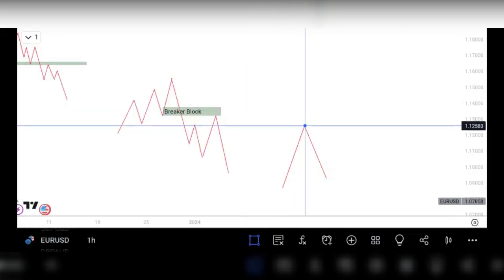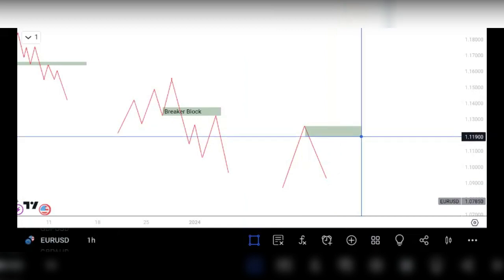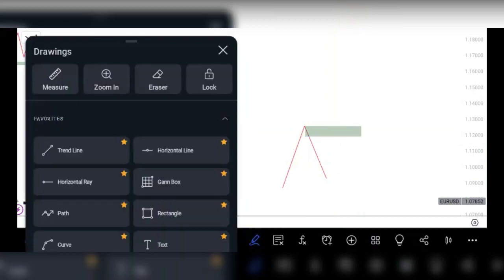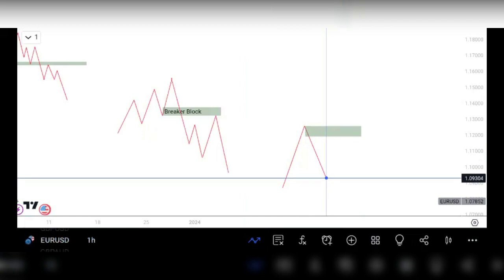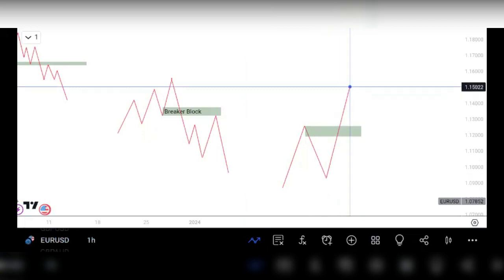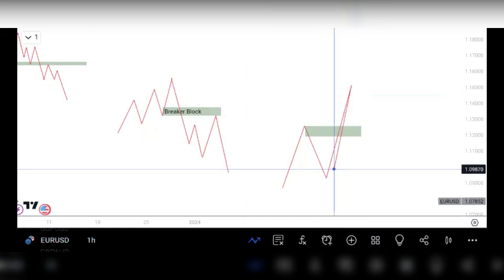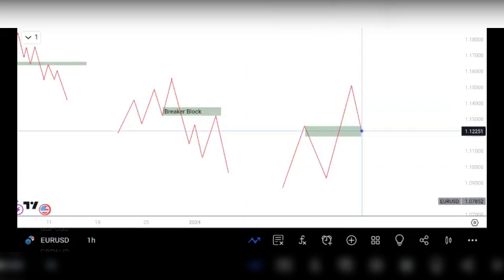There will be a supply at that point. Then price would come take this out. When price takes this particular point out, you're expecting that price will come below here. No, price might not come to that point. Price will just tap on this and push to the upside. So this is what? A breaker block.